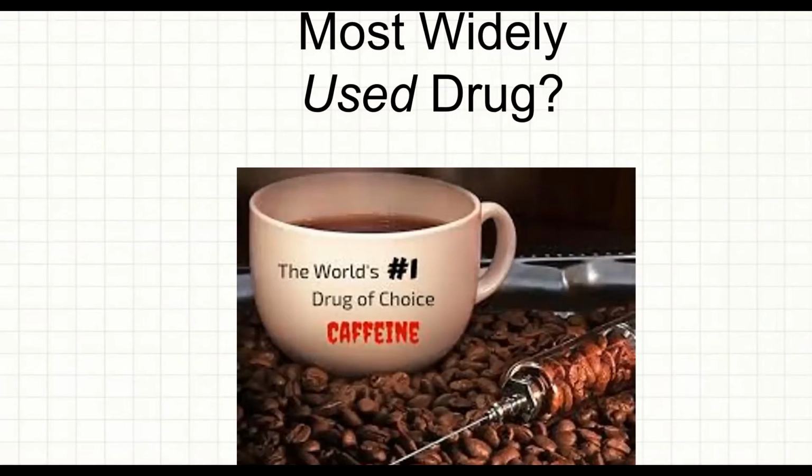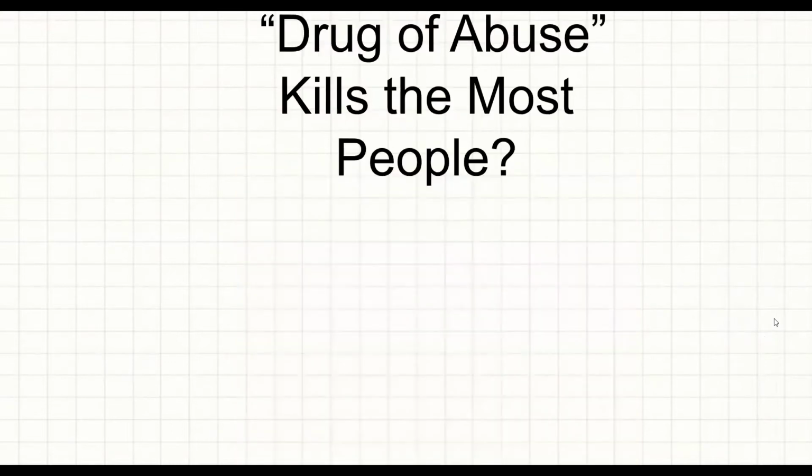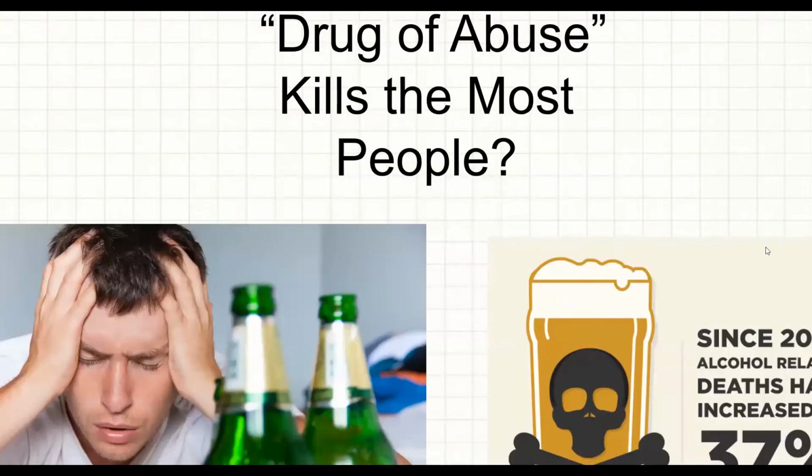That is, it might prime the brain, because the first addictive chemical that our children are exposed to is a caffeinated product when they drink soda in their youth. And which drug of abuse kills the most people? And again, we come back to alcohol.